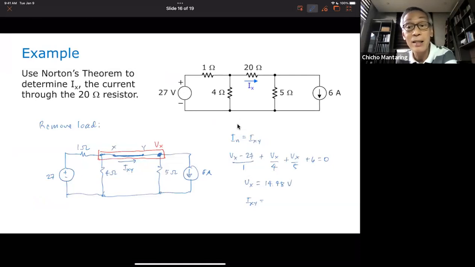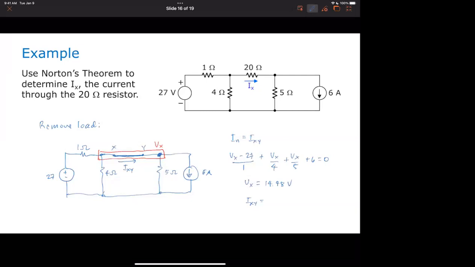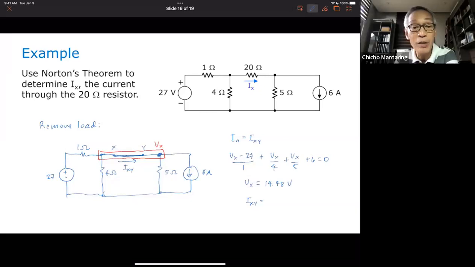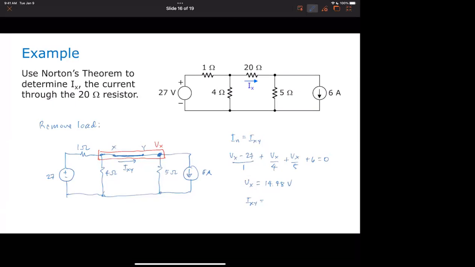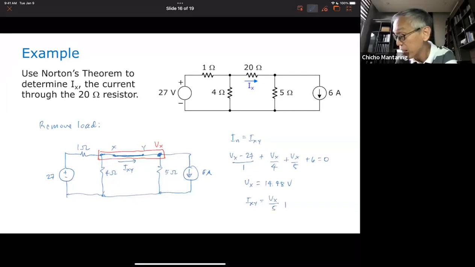Sige, naumpisahan mo na. What will that be? Sino yung sumagot kanina? Ako po, sir. Okay. So what is my expression for IXY? That will be Vx over 5 ohms plus 6 amperes. Vx over 5 plus 6. Okay. Good, no? So that's applying KCL here, no?